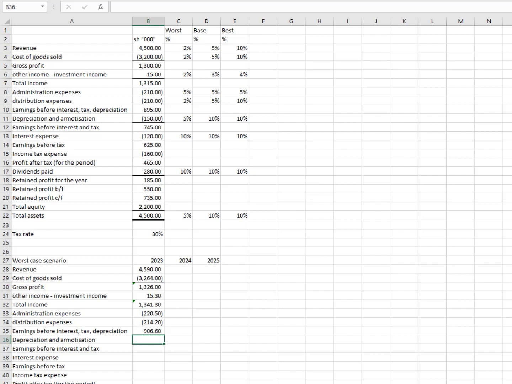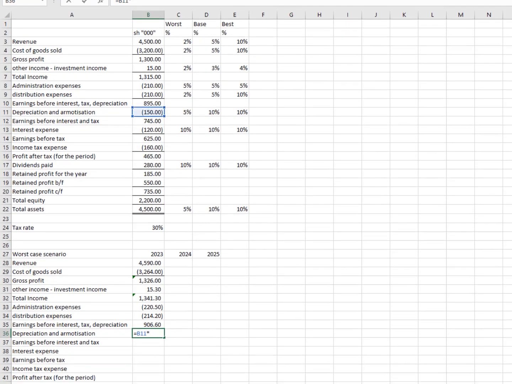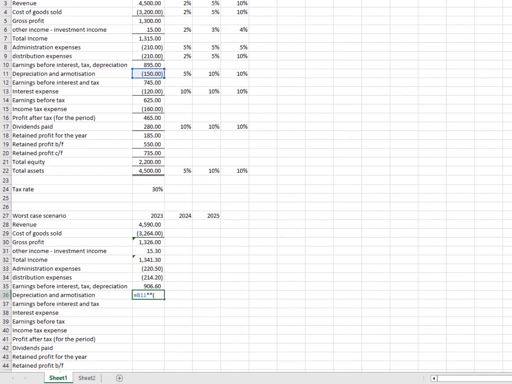Now for depreciation and amortization, we do the same. We are told that it's going to grow at 5%. So how do we calculate that? We say depreciation multiplied by open brackets 1 plus the growth rate, and then we hit enter. We get that.